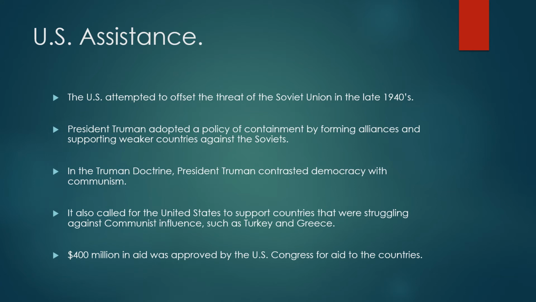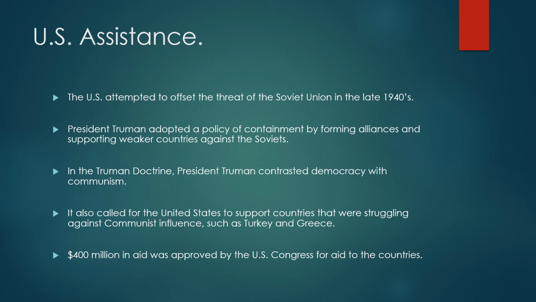The U.S. attempted to offset the threat of the Soviet Union in the late 1940s. President Truman adopted a policy of containment by forming alliances and supporting weaker countries against the Soviets. So he's trying to keep communism contained to the Soviet Union or those countries already. He doesn't want it spreading anymore.